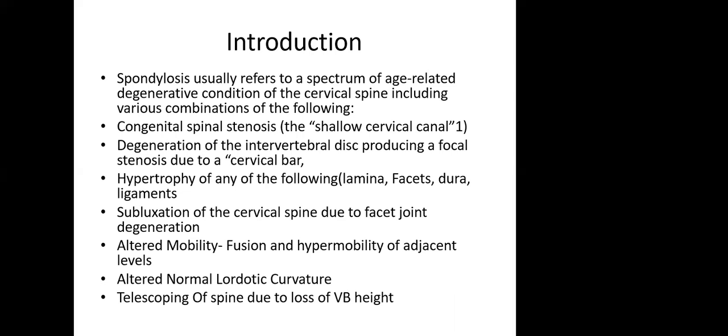Cervical spondylosis is actually a wide spectrum of different conditions, ranging from congenital spinal stenosis, altered mobility, fusion, and hypermobility of adjacent segments, and abnormalities in the lordotic curvature of the cervical spine, and hypertrophy of associated ligamentous structures like lamina, facet, and dura. And even degeneration of the intervertebral discs have all been described as part of this spectrum of cervical spondylosis. Next slide.